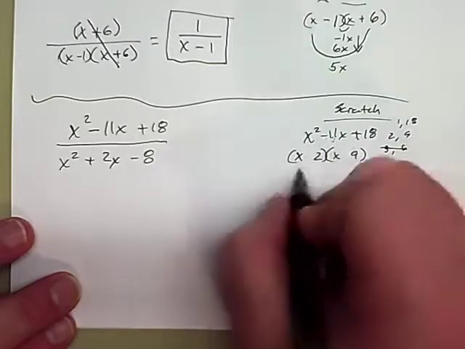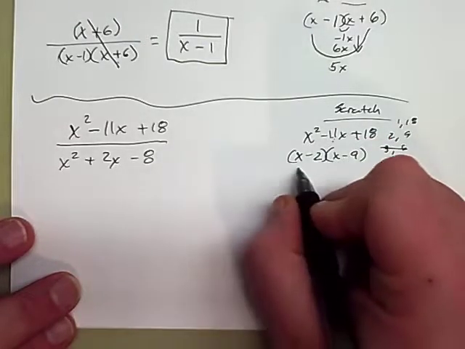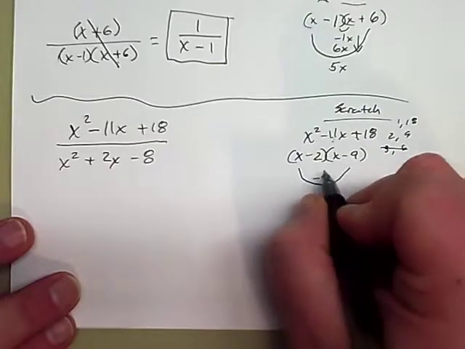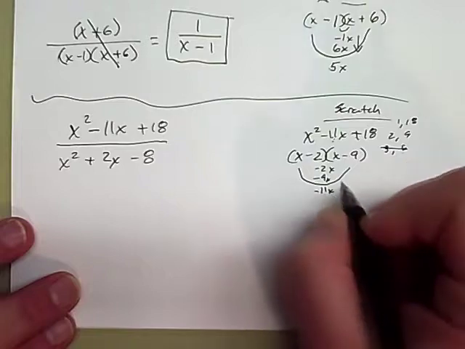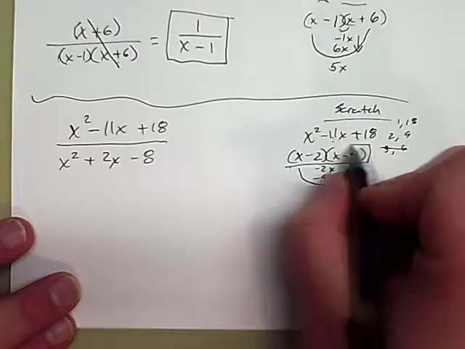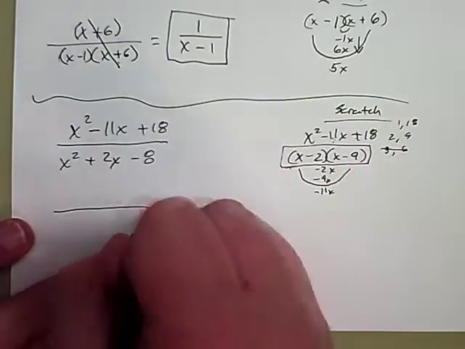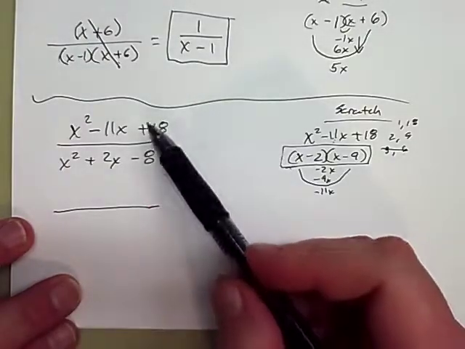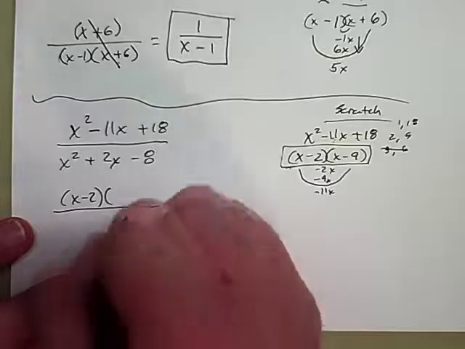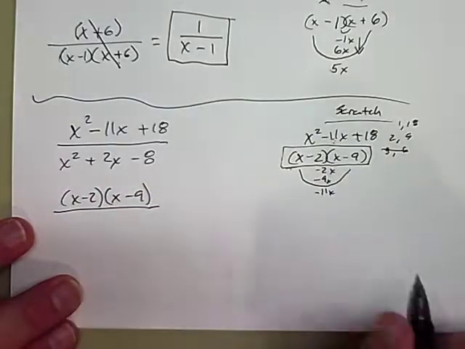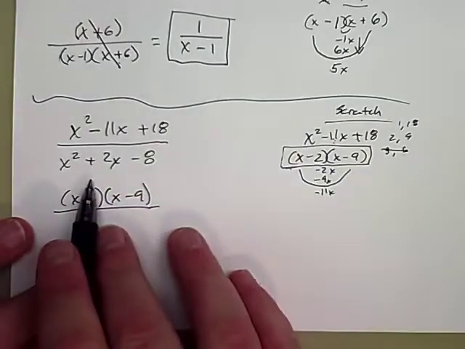Same sign, both minus. And now when I check, I get a negative 9x, a negative 2x, and negative 2 and negative 9 is negative 11x. So here, these are my factors of the numerator. So whenever I simplify on my next line, I'm going to put x minus 2 and x minus 9. And now I need to factor the denominator.